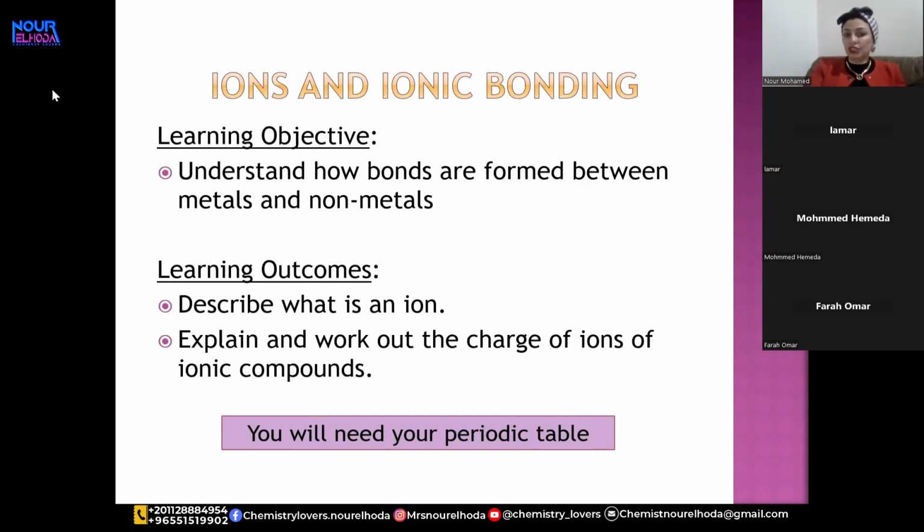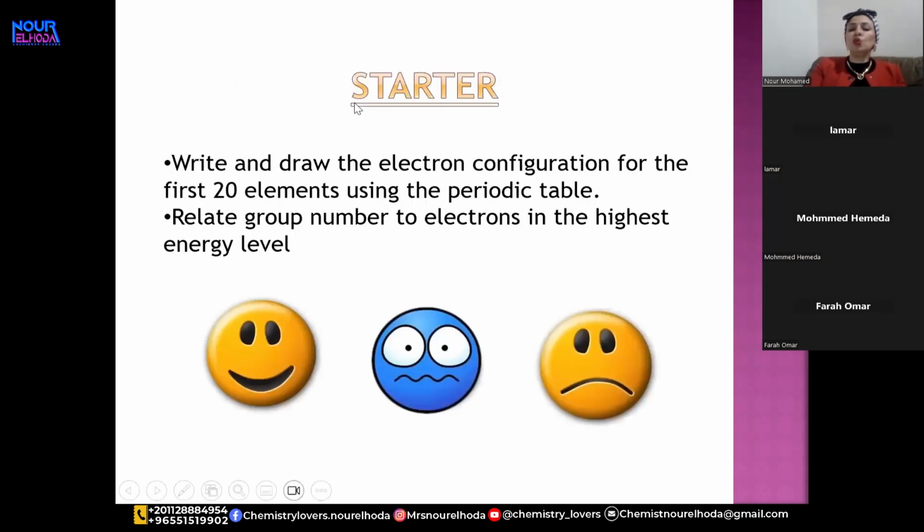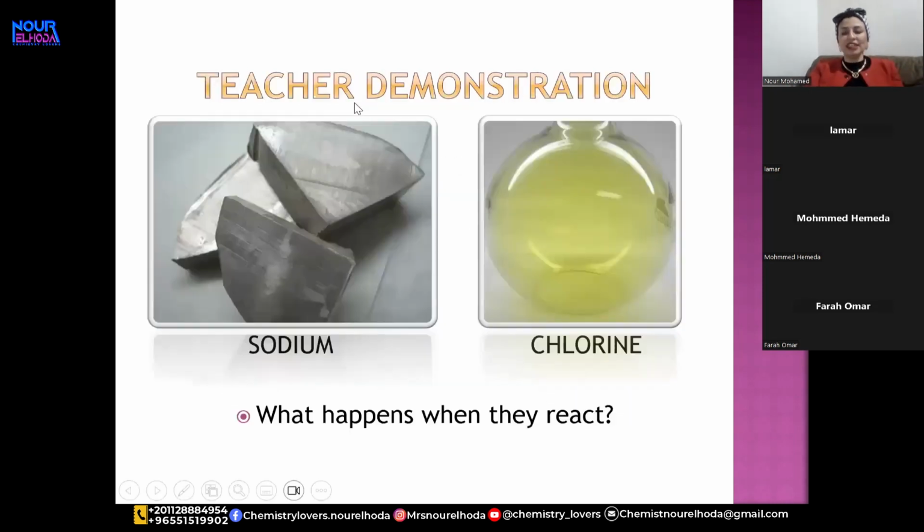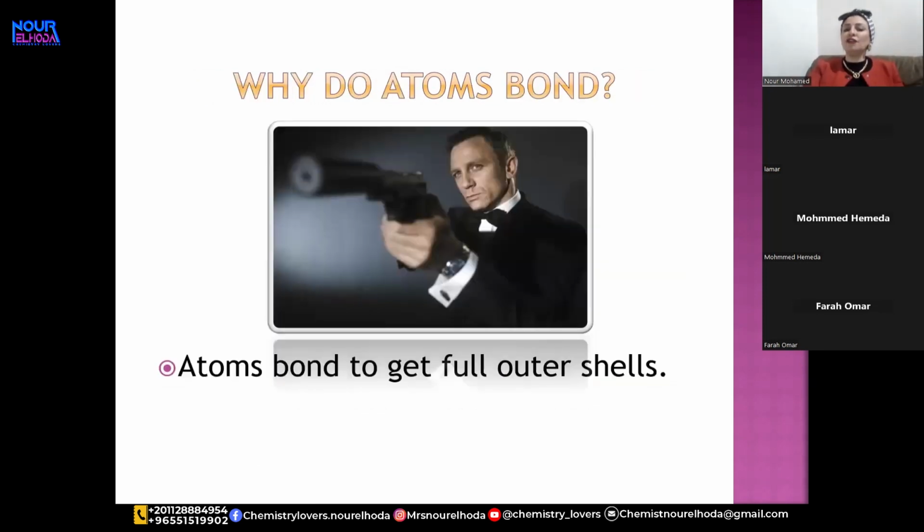Let's continue. Why do atoms do bonds? Because every element needs to have a full outer shell. For any element, whether it's a metal or a non-metal, they need to have a full outer shell. If you can give me a minute, I can get to the periodic table so you can understand more. One minute. Welcome back.